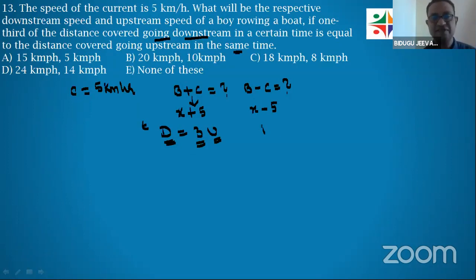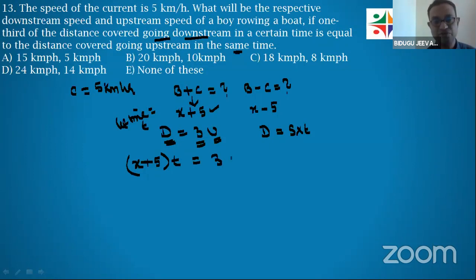What is the distance? First of all, distance is equal to speed into time. Great. I think we have the speed. Time is given same, t. Let this time be t, right? Now, look here, downstream speed x plus 5 into time taken is equal to 3 times upstream speed, that is x minus 5, into t. This equation, everybody should have, right? Hope you understood clearly, right?